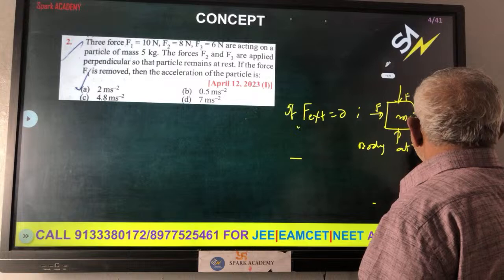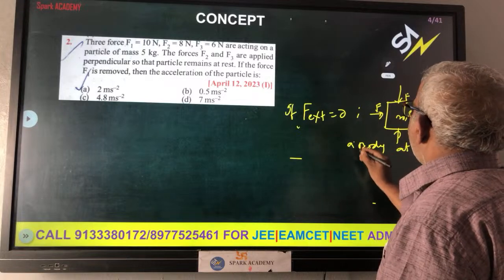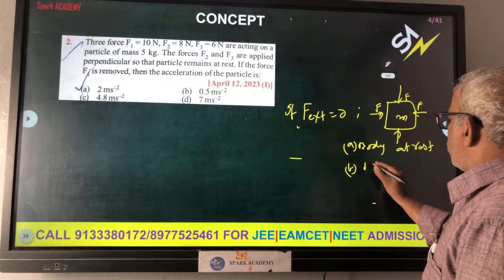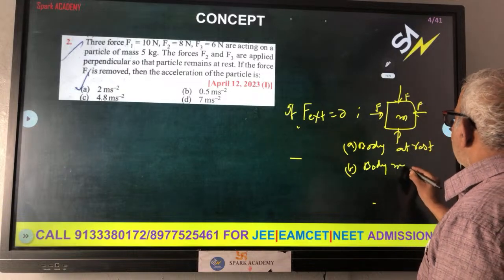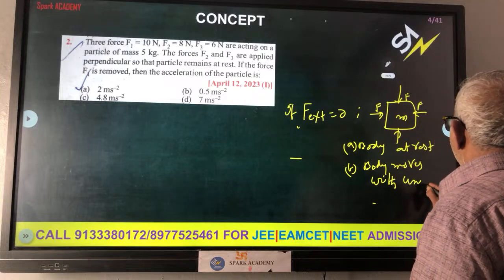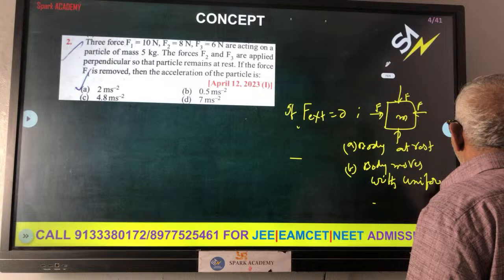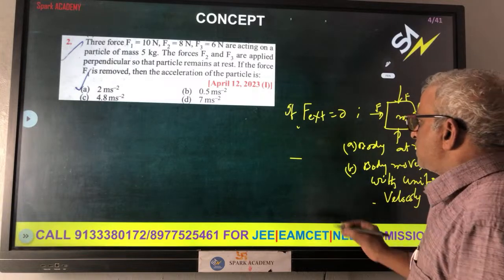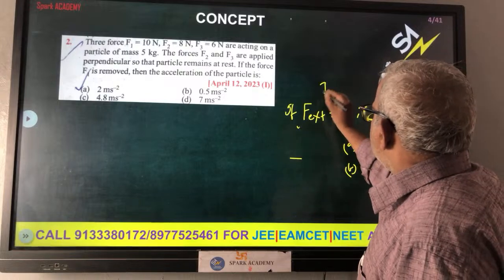The body is at rest or moving with uniform velocity when the external force is zero. Uniform velocity means velocity remains constant. This is called the first law.